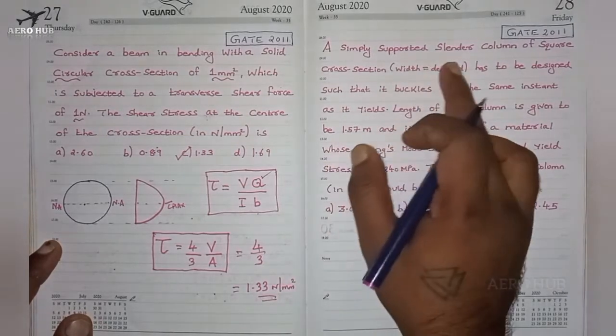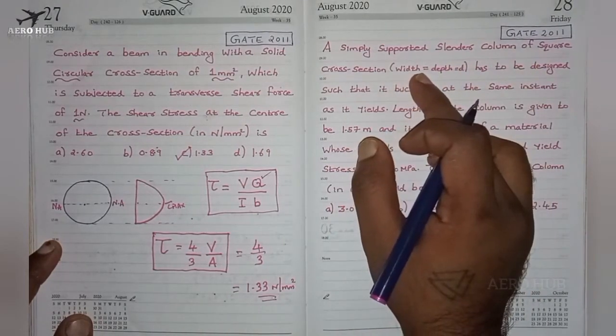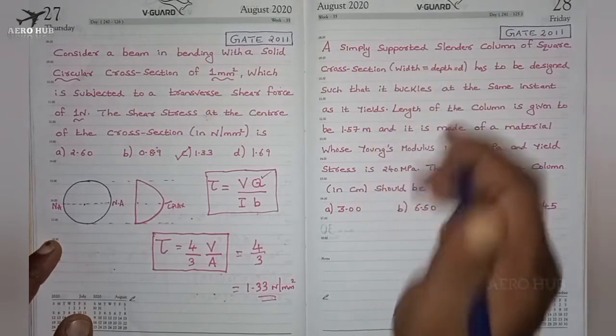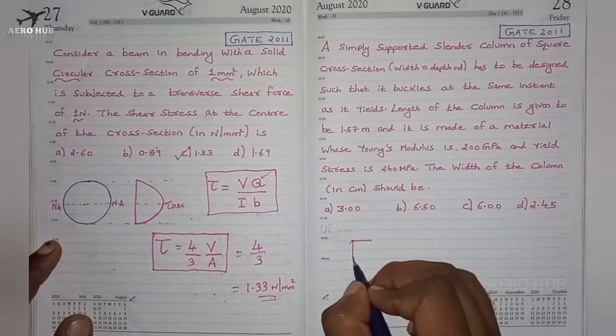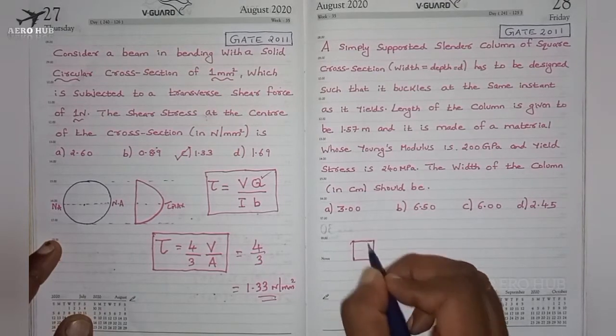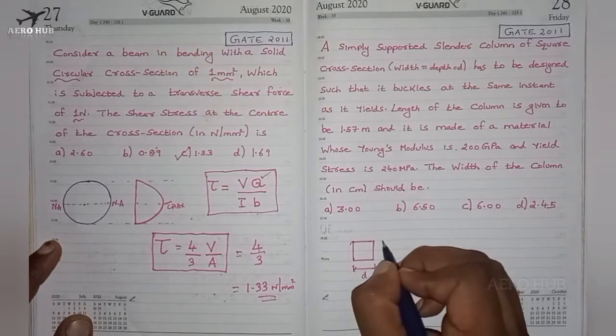A simply supported slender column of square cross section of width equal to depth D. So we have to draw this diagram. This is the section of the column and we have a square section.